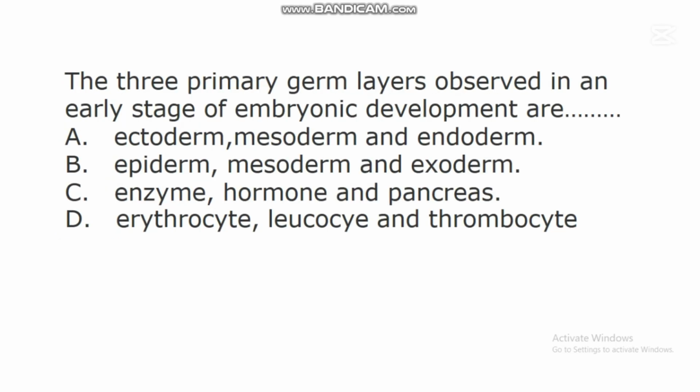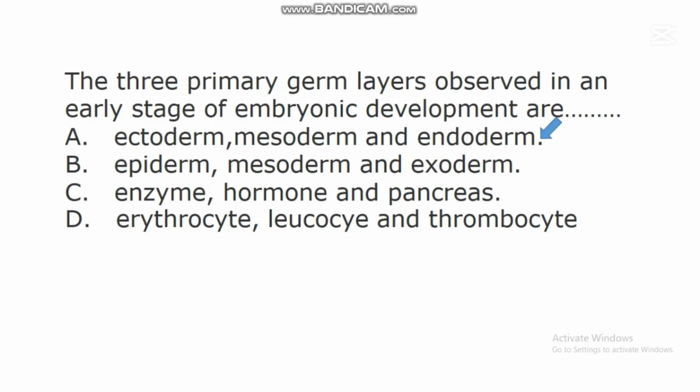The next question says, the three primary germ layers observed in an early stage of embryonic development are dash. A. Ectoderm, mesoderm, and endoderm. B. Epiderm, mesoderm, and exoderm. C. Enzyme, hormone, and pancreas. D. Erythrocytes, leukocytes, and thrombocytes. In this question, the correct answer is A.